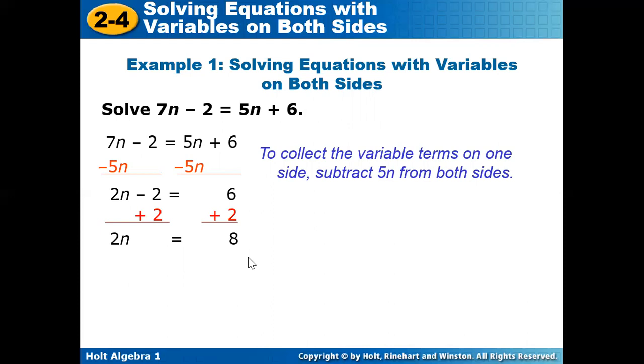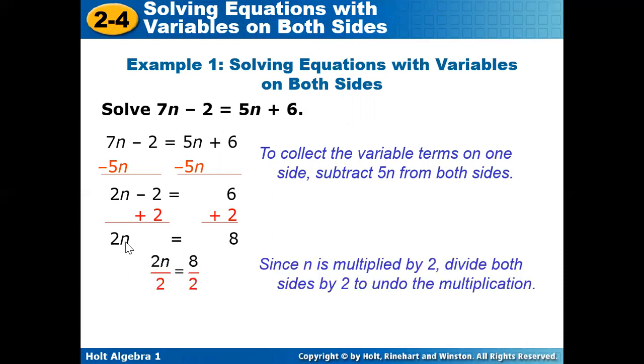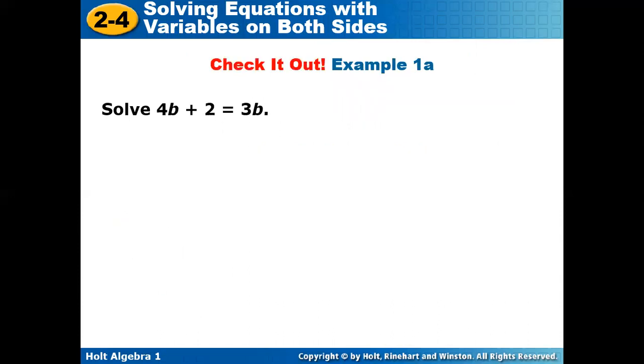We continue to solve just like we know how. Since this is multiplication, we are going to divide by 2. So you divide both sides by 2, and you get the answer is equal to 4. So we'll do one more together, and then I'll ask you to try it on your own.